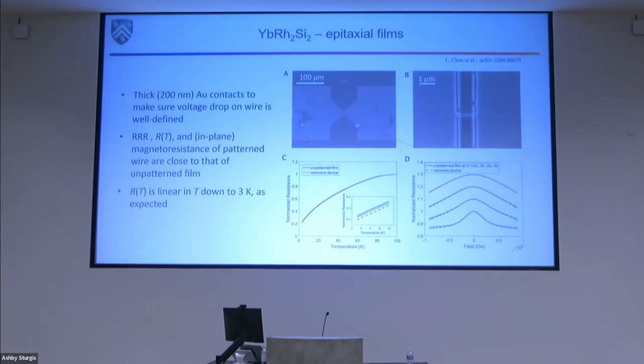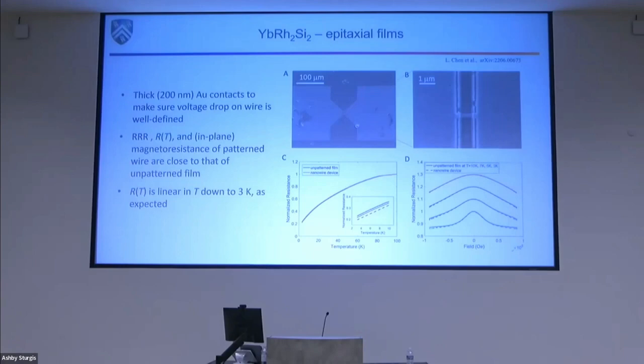To make sure our fabrication does not ruin the sample, we measure the R versus T, which is shown in the third figure here. The blue curve is pattern one, and the red one is our nanowire device. It turns out that the R versus T behavior in this low temperature range is still very similar to the original film.